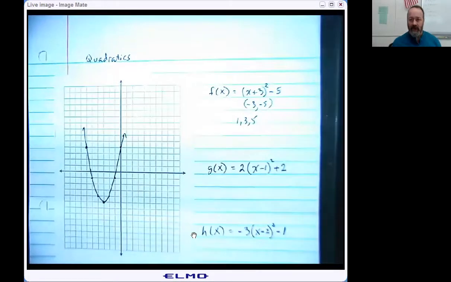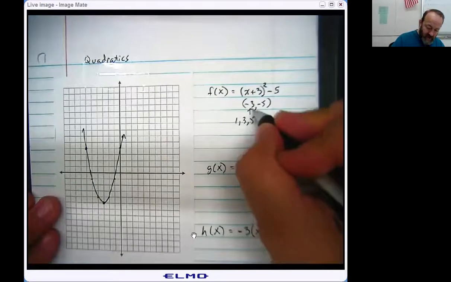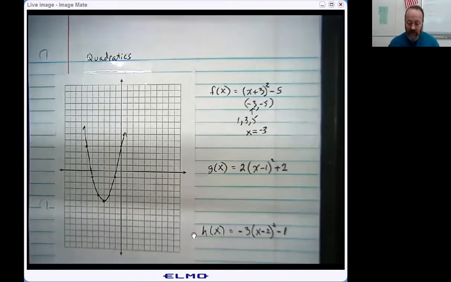And I often don't make a big deal about it, but you should also be aware that the axis of symmetry always goes through the x component of that vertex.